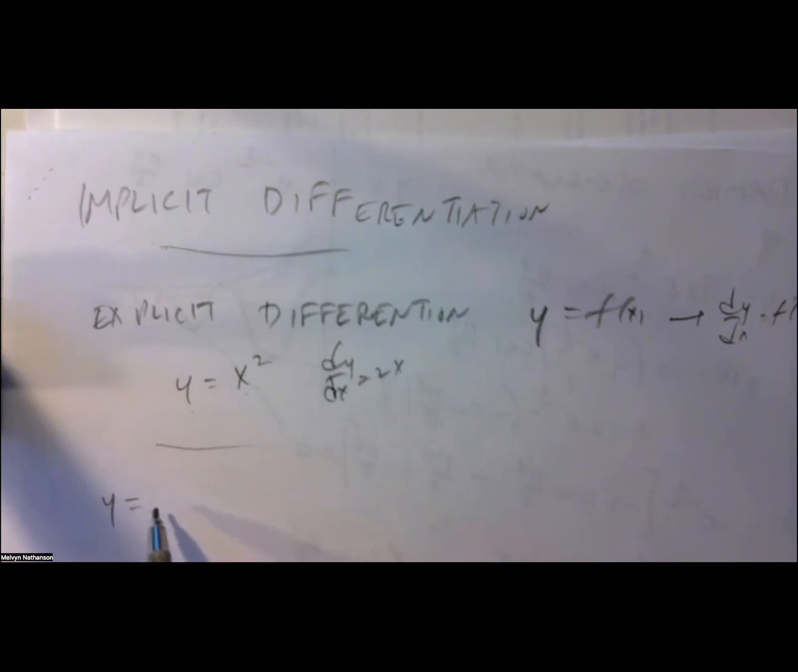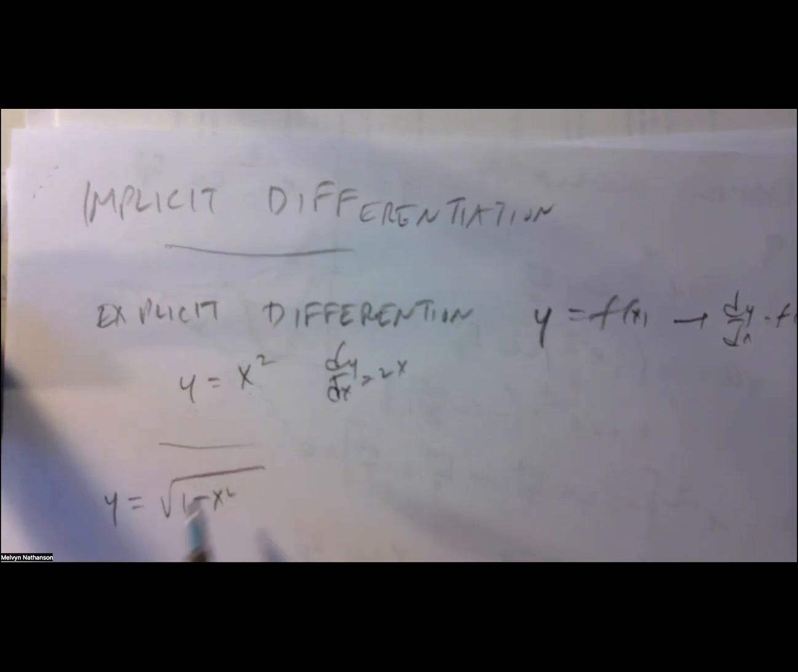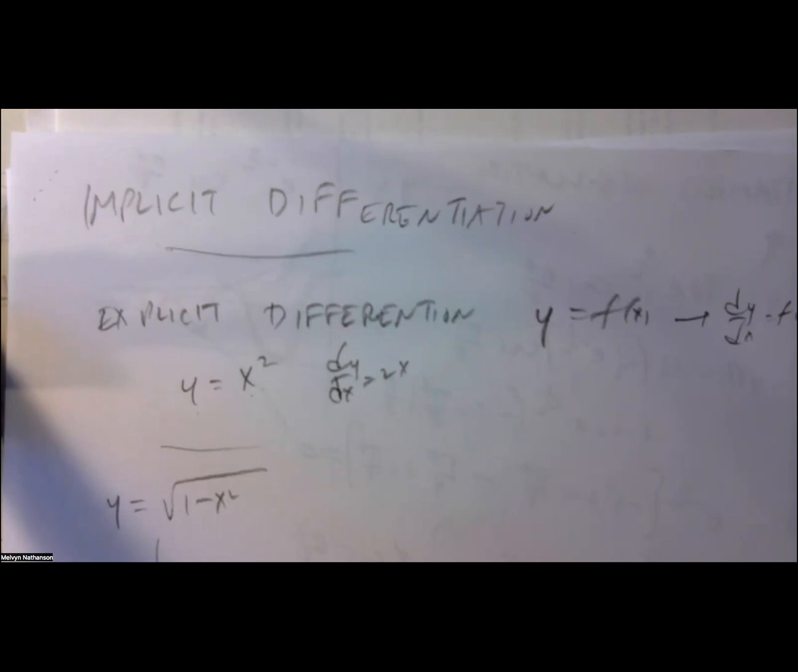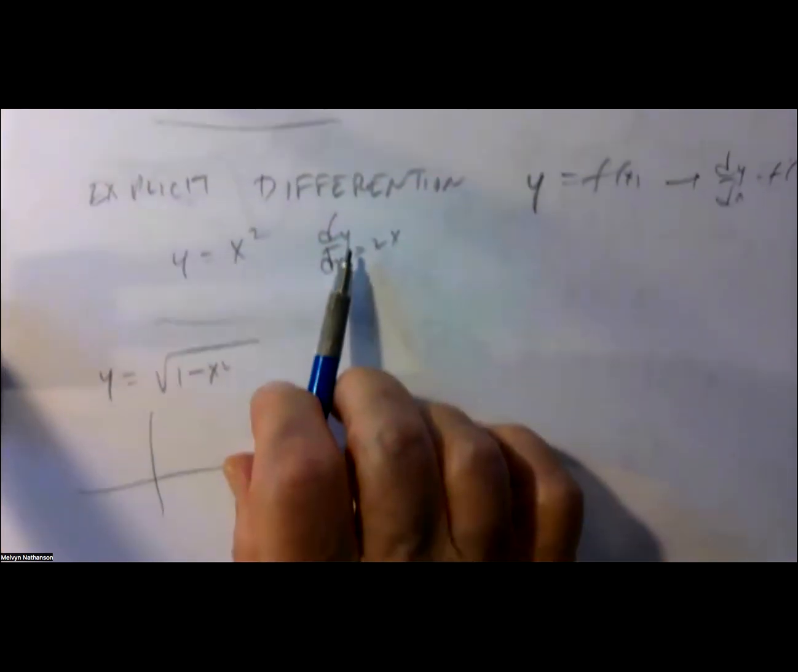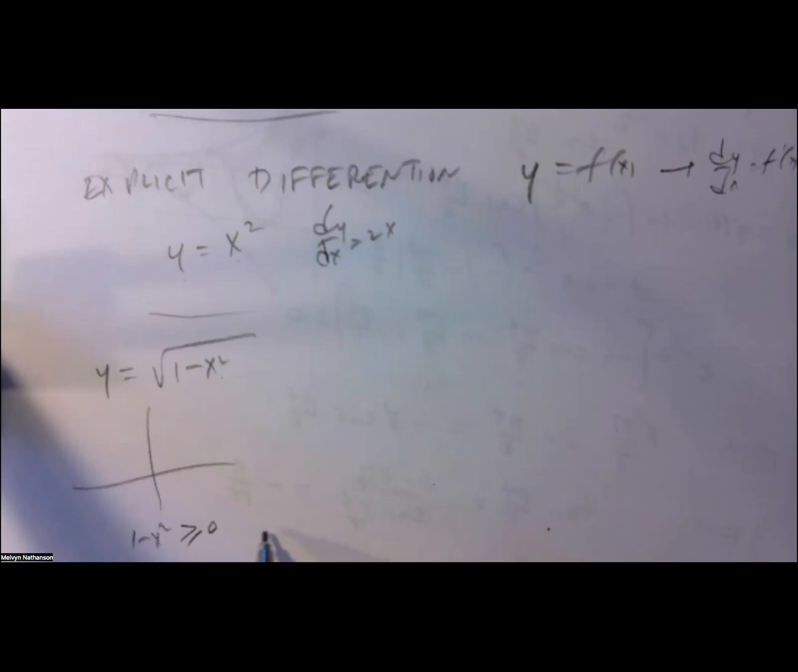Or suppose y is the square root of 1 minus x squared. If you were to graph that, first of all, this is only defined when what's under the square root sign is non-negative. So 1 minus x squared greater than or equal to 0 is the same as x squared less than or equal to 1, which means x is between minus 1 and plus 1.